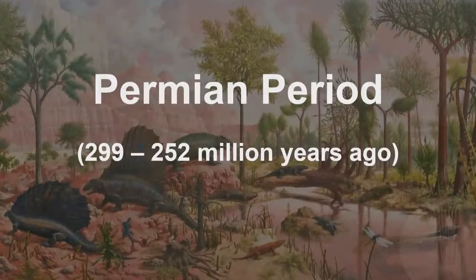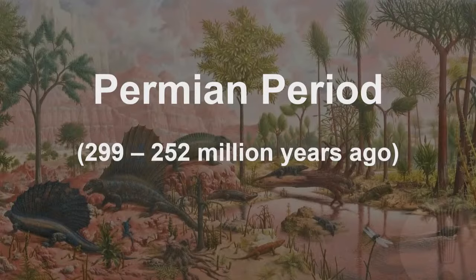Then we enter into the Permian period. This is the last period of the Paleozoic era. We're starting to see these weird, almost dinosaurish looking creatures.